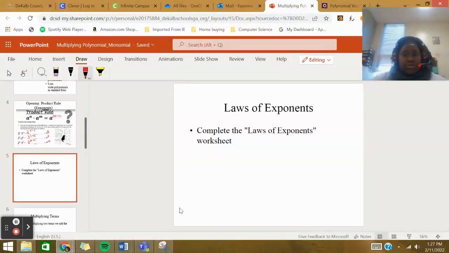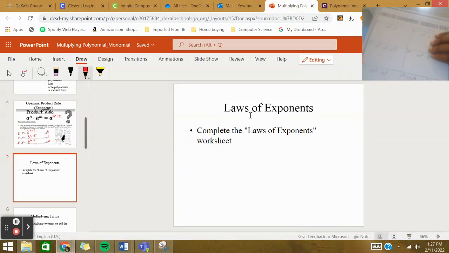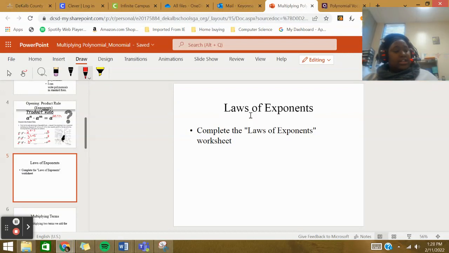Now I want you guys to pause the video, take about 15 minutes to go ahead and complete the laws of exponent product rule assignment. It's only 10 questions, so it shouldn't take that long. And it'll look like this. At the very top, it should say laws of exponent product rule. I just want you to practice using the actual product rule, okay? Pause the video at this time, and I will set a timer for 15 minutes. Go ahead and complete that assignment.